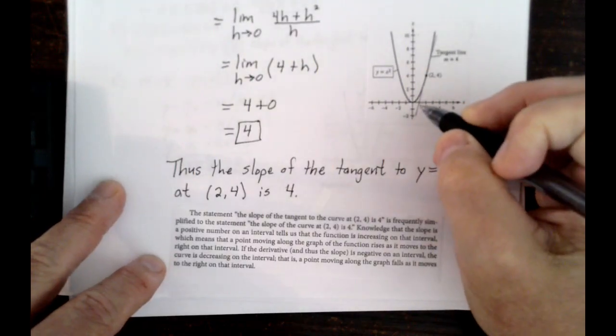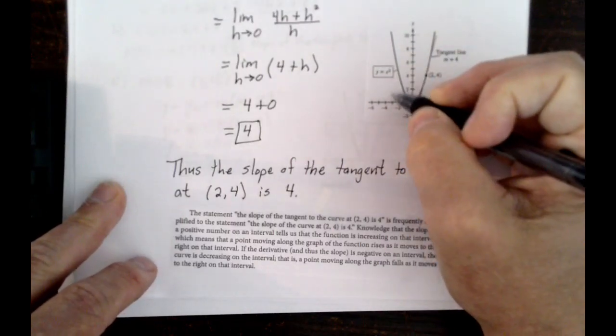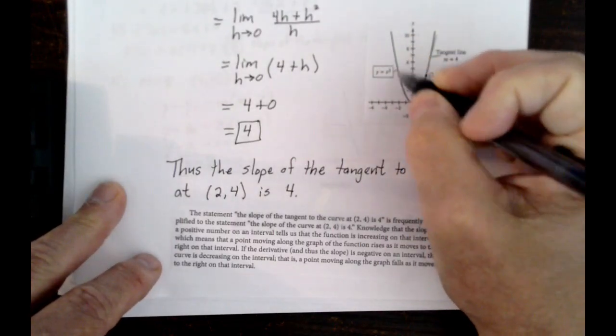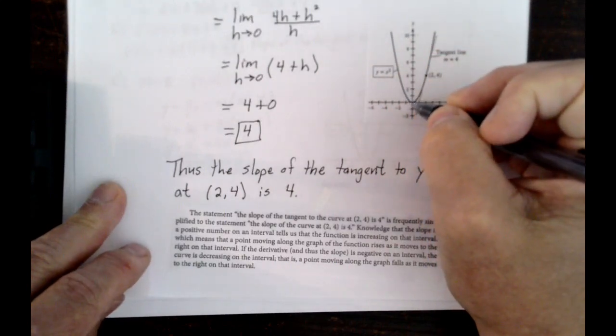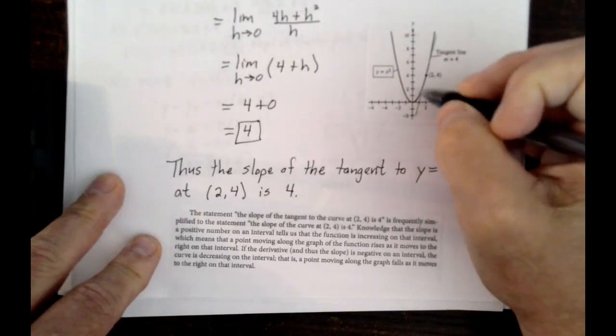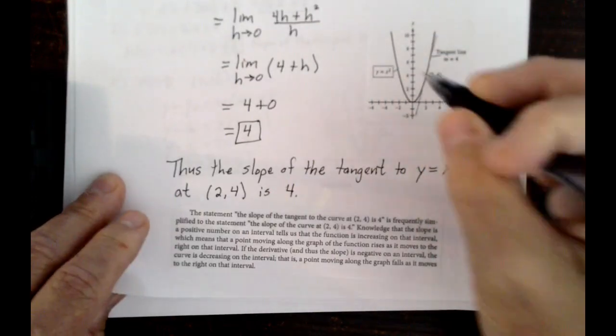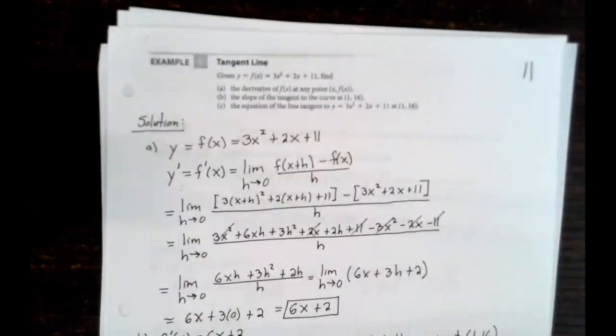If the derivative and the slope is negative, something over here, that means the curve is decreasing on the interval, and the point that we're talking about is falling as it moves to the right. Okay, so the slope of the tangent line will tell you if the original function is increasing or decreasing at that point, based on whether the slope is positive or negative.